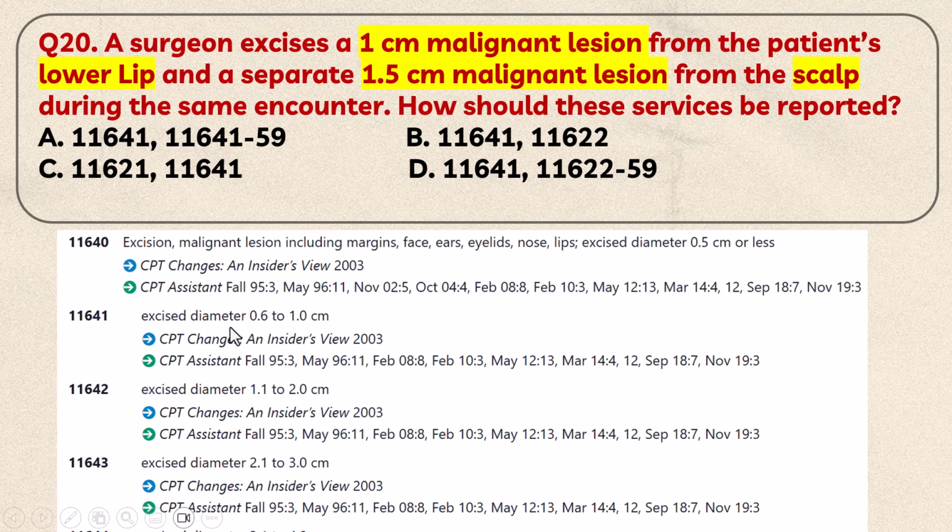So 1 centimeter is included here. Excised diameter 0.6 to 1 centimeter. When you look at the other codes, they start from 1.1. So the correct code will be this one, 11641, for the first lesion.